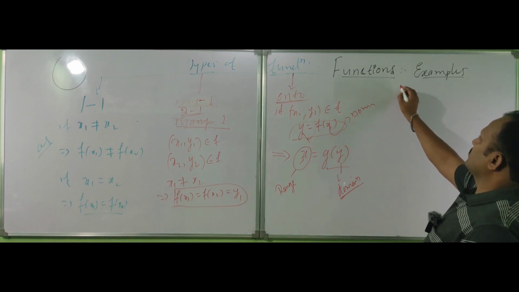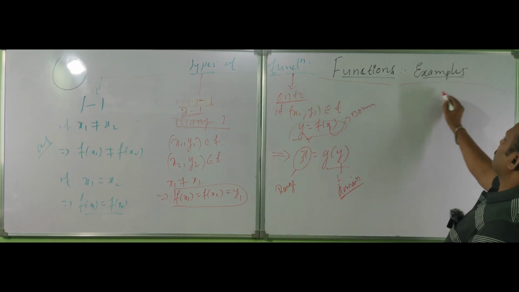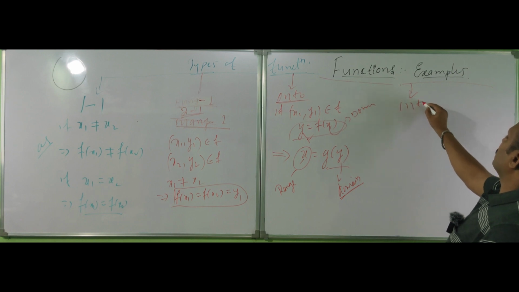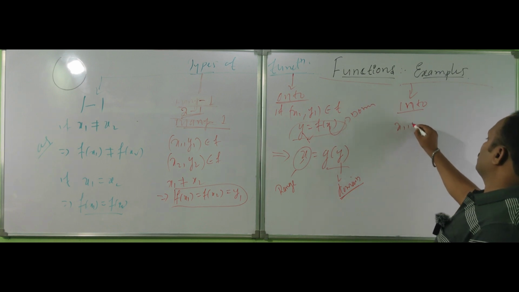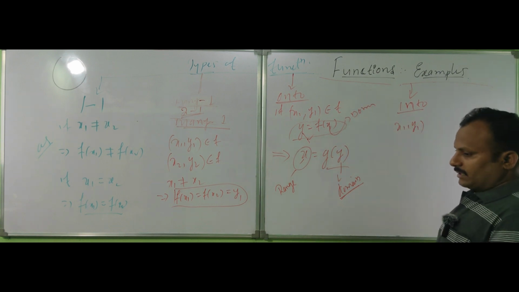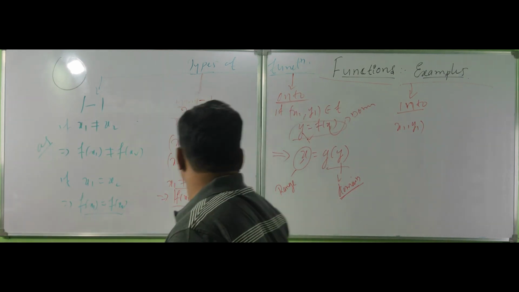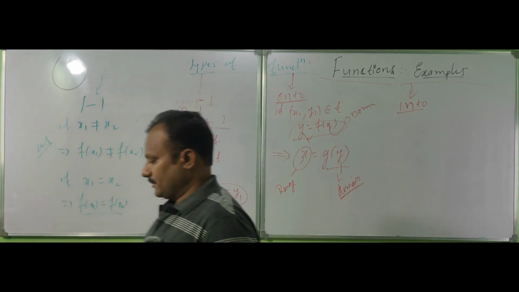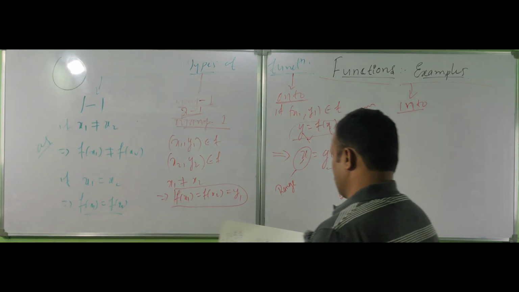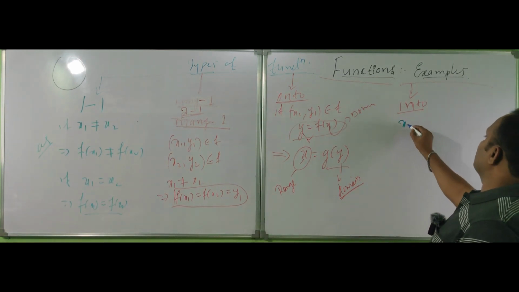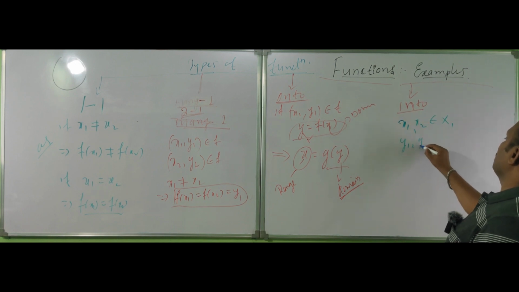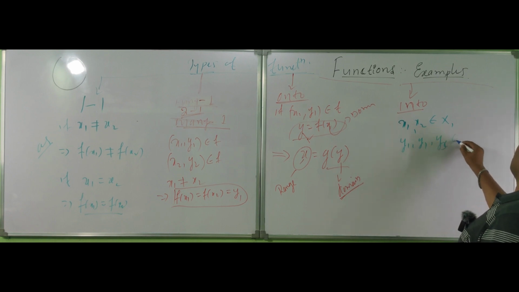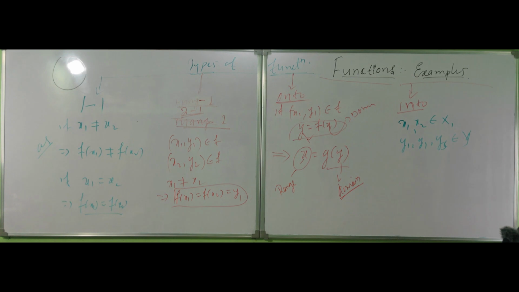Third one is into function. If it is not onto, then you call it into. I am writing this like this: x1, x2 belong to X and y1, y2, y3 belong to Y. This is an into function.